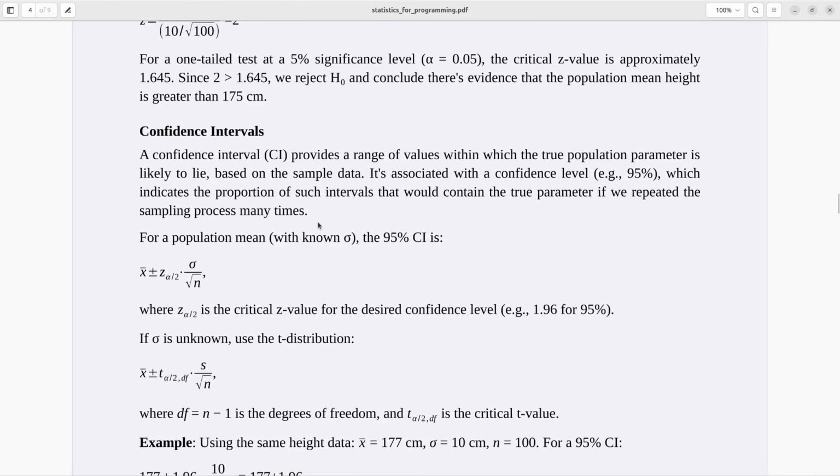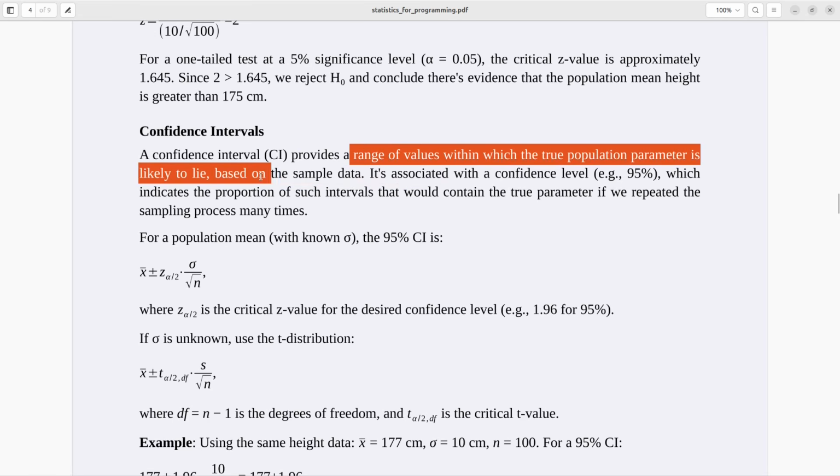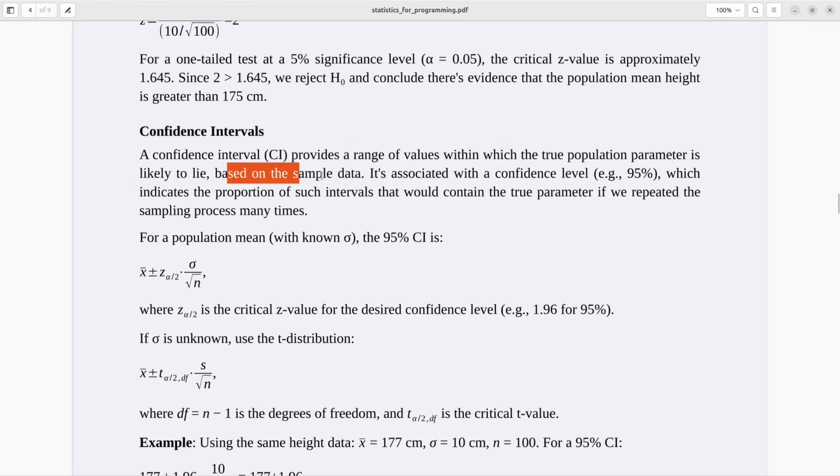And another topic to discuss is the confidence intervals. A confidence interval is also called CI. It can provide a range of values within which the true population parameter is likely to lie, okay, based on the sample data. And it is associated with a confidence level, say 95%, which indicates the proportion of such intervals that would contain the true parameter if we repeated the sampling process many times, okay. So that is the meaning of the confidence interval.